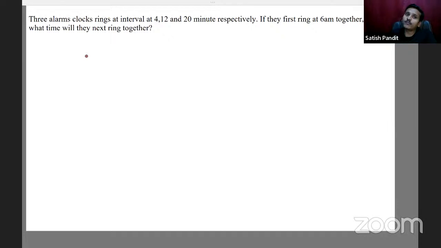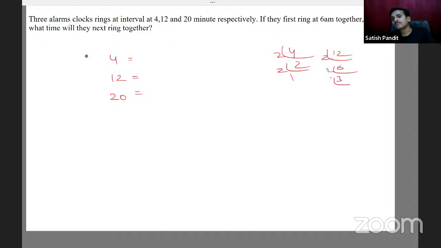How to find the LCM of 4, 12, and 20? You have to follow the prime factorization technique. If you take 4, 2 2s are 4, 2 1s are 2. If you take 12, 2 6s are 12, 2 3s are 6, 3 1s are 3. If you take 20, 2 10s are 20, 2 5s are 10, 5 1s are 5. So 4 is 2 to the power 2. 12 is 2 to the power 2, 3 to the power 1. And 20 is 2 to the power 2, 5 to the power 1.